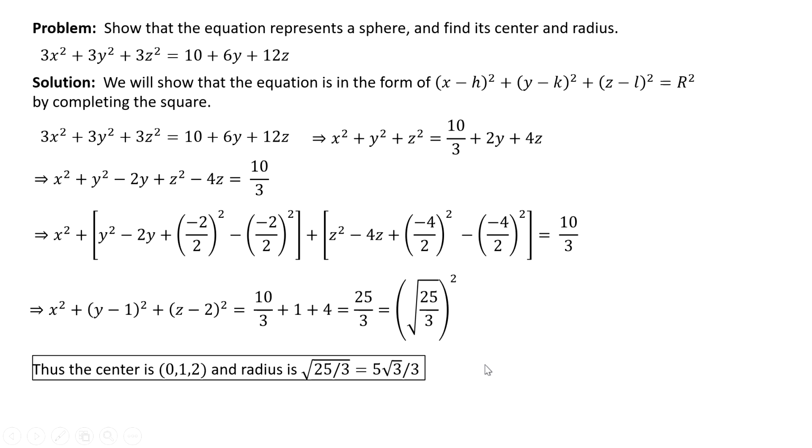Cool. So these are the kind of problems that you need to solve. Download GeoGebra and play with it. And I think that completes this section, folks. Thanks.